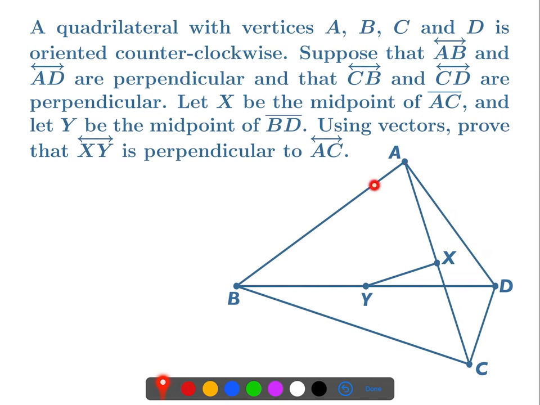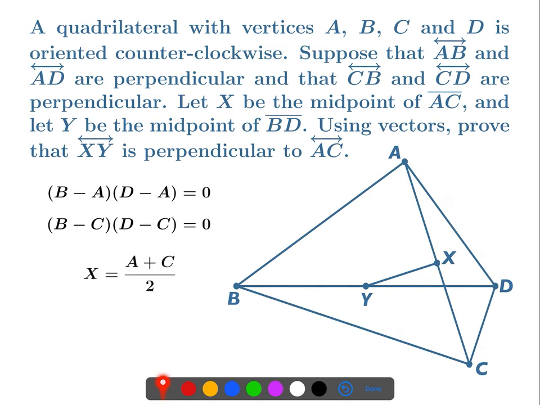So we had that AB and AD are perpendicular. In terms of notation that we've been using in class, this means that AB dotted with AD is 0. So I can write it like that. And we have that the vectors CB and CD are perpendicular. So that means that the vector CB dotted with the vector CD is 0. And the other information we have is that X is the midpoint of AC and Y is the midpoint of BD. This means that X is the average of A and C, (A + C)/2, and Y is the average of B and D, (B + D)/2.